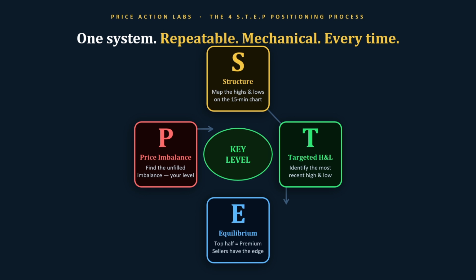It's where sellers were in control, and that's why the short I took on ES played out so fantastically. And I'm going to break down how I was able to use this mechanical system to find that trade, and how that level was pretty simple to find if you follow the 4-step process. So the 4-step process being S.T.E.P, the 4-step positioning process: structure, targeted highs and lows, equilibrium, and price imbalance. So we're going to get into it. I'm going to walk you through each of the steps now, and then we're going to go onto the charts and figure out how I did that. I'm going to show you on the charts how I got it.